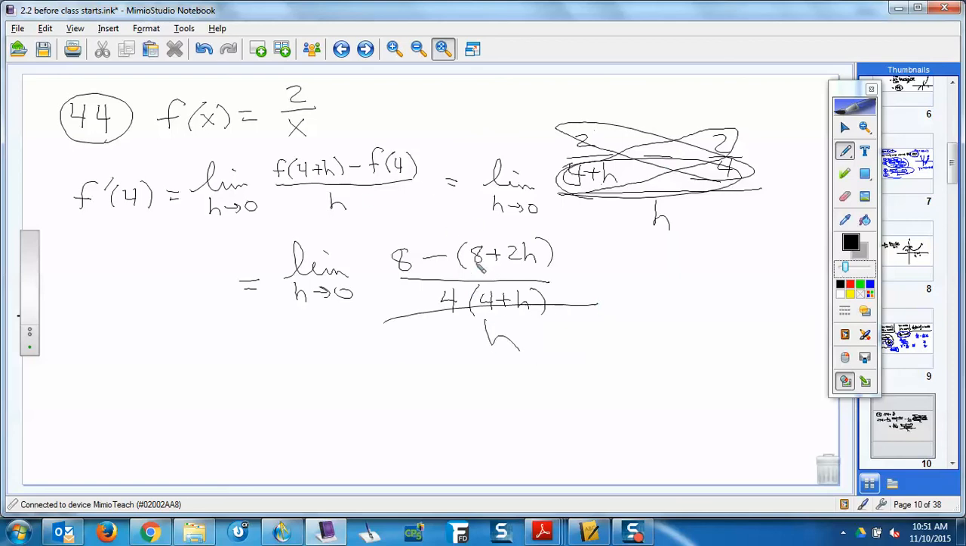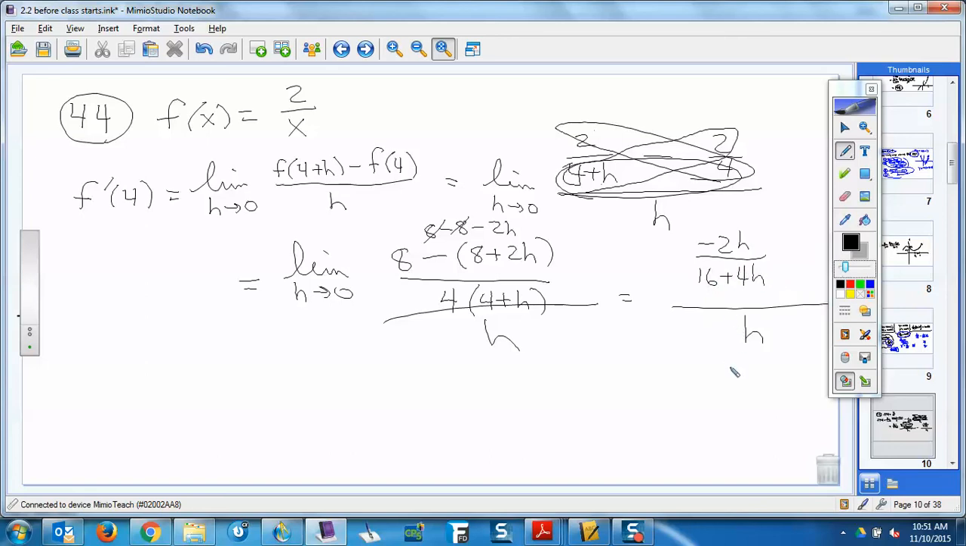Okay, now what happens on top here? You're going to get 8 minus 2h. The h's cancel. That's a good thing, just like when we were doing the other factor stuff. Some things were canceling for us. So we end up with negative 2h over, I'm going to go ahead and distribute that through, 16 plus 4h. Okay, and I got this h on the bottom.